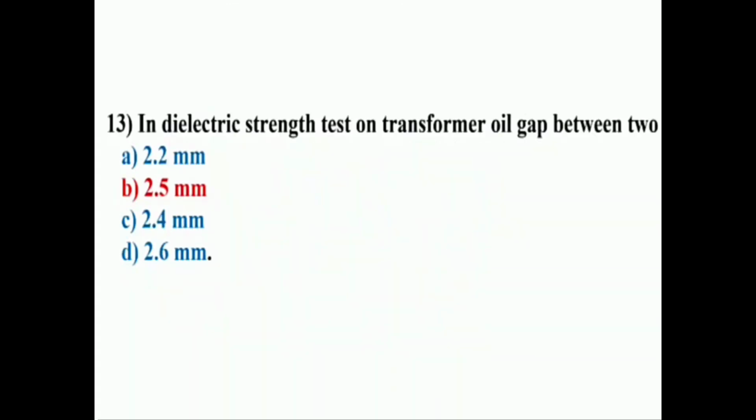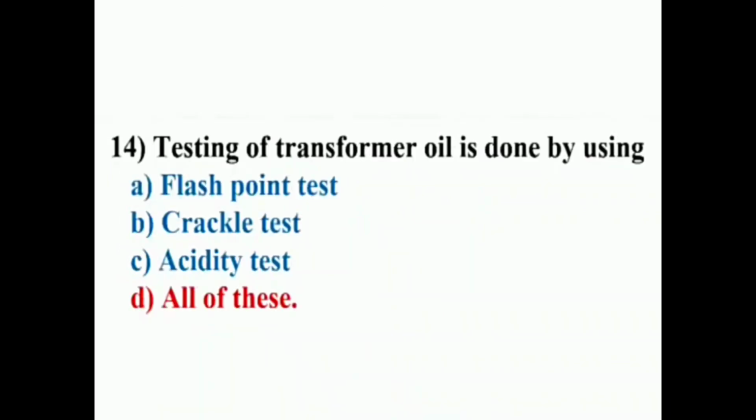Next is in dielectric strength test on transformer oil, gap between two electrodes is 2.5 millimeter. Next is testing of transformer oil is done by using flashpoint test, crackle test and acidity test. All these options are true, and testing of transformer oil is done by using all these tests, means acidity test, crackle test and flashpoint test.